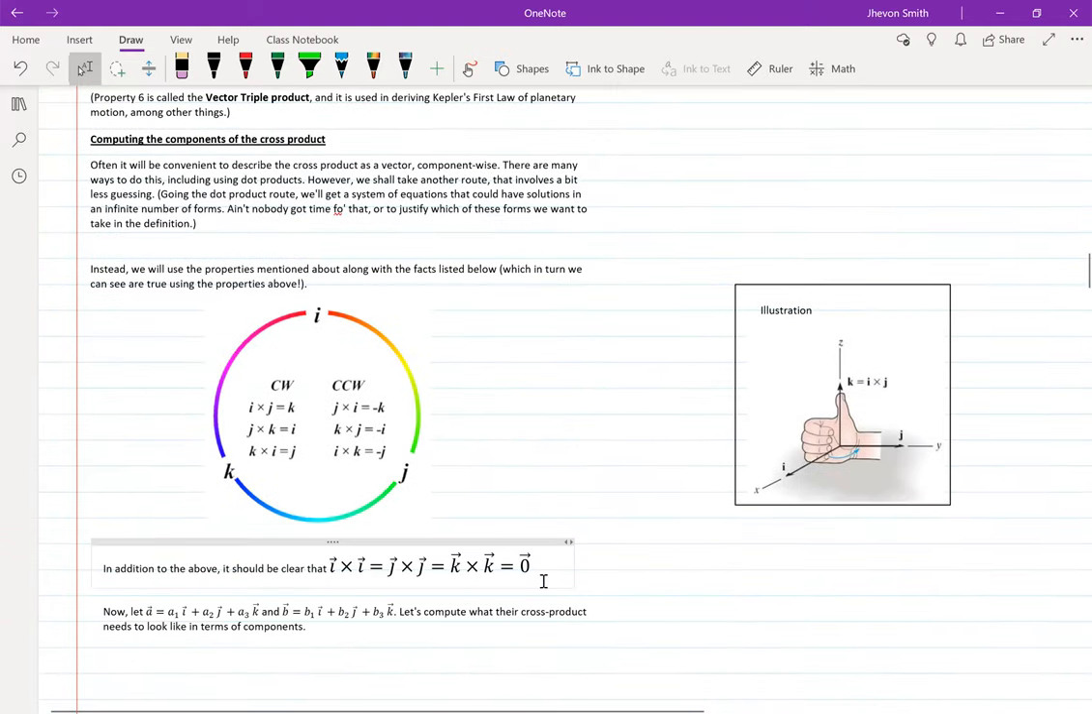So here are some things that we would want to be able to see. First of all, applying the right-hand rule on our old axes here, you'll know, for example, that if you take I cross J, you will get the K vector, right? Just by doing the right-hand rule.